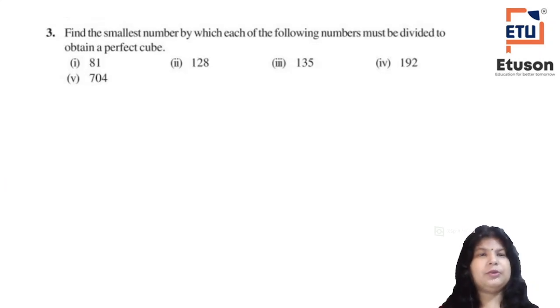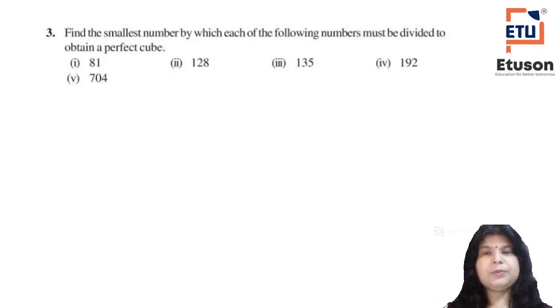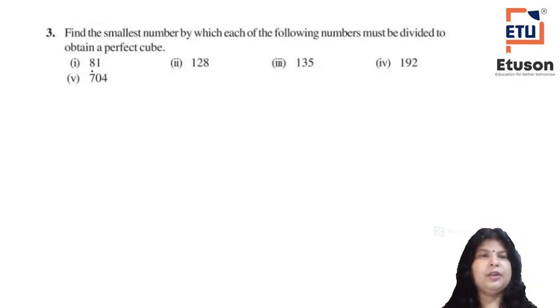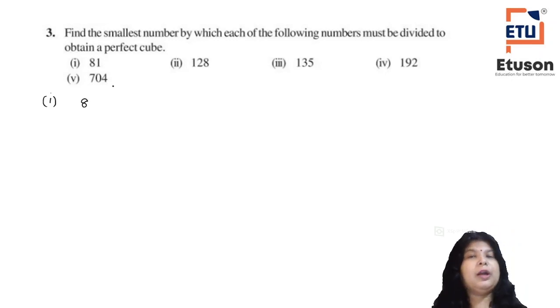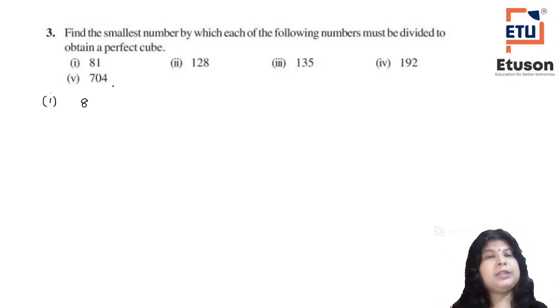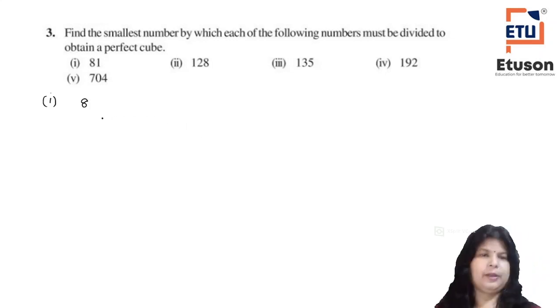Okay, so now let us go to the next question. Find the smallest number by which each of the following numbers must be divided to obtain a perfect cube. Again, you have to find out the same. You have to first find out the prime factors of the given numbers. Then, whatever is extra, that you have to omit, that you have to divide. So, while finding out the number to be multiplied, you have to check what was lagging, what was less, that you have to multiply. Here what is extra, that has to be divided. Okay, so let us find out the factors.